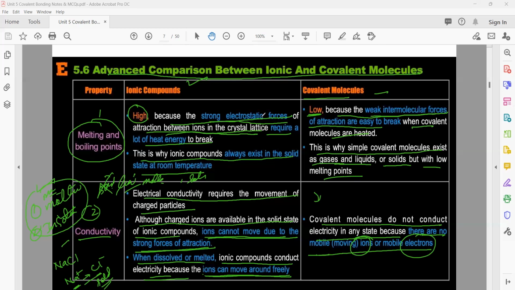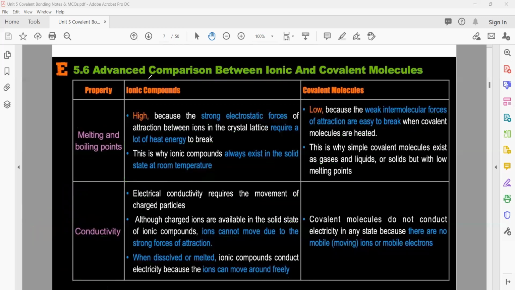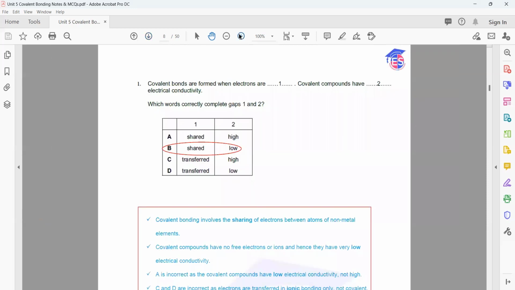So this is the advanced comparison between the ionic and covalent molecules, and the two points we discussed are melting point and boiling point, and the other is conductivity. I hope you got it. Did you understand it? Okay, now you have questions here, and these are past papers, already solved.